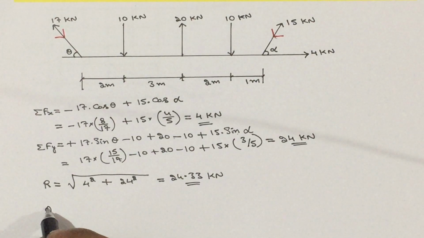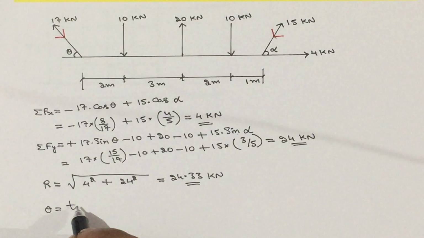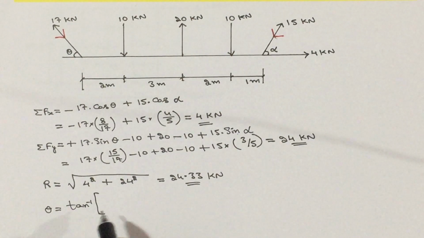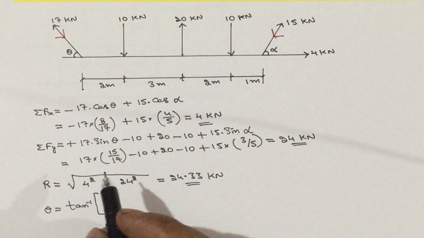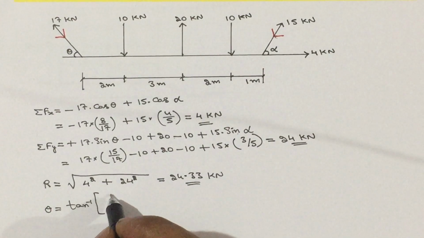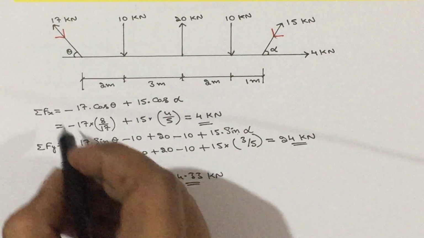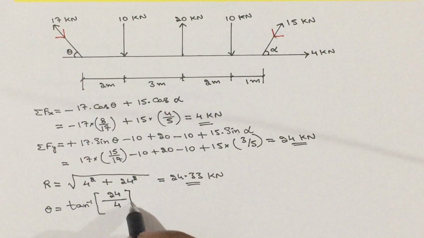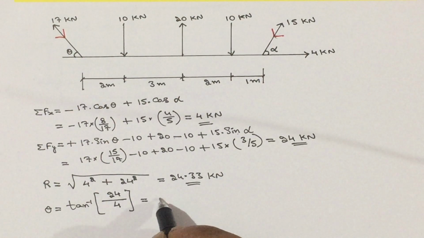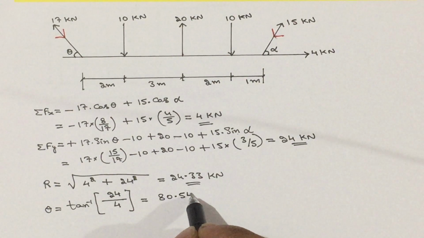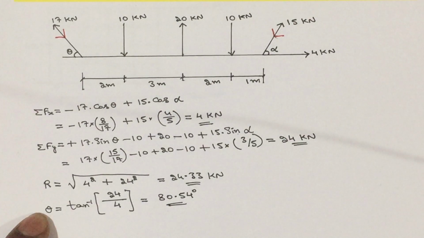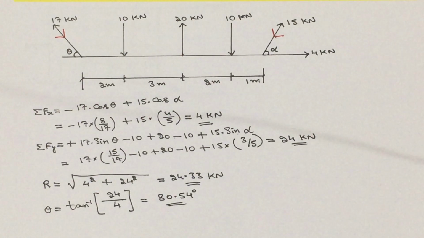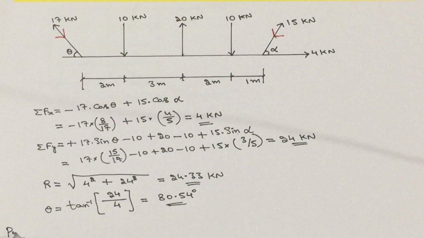The direction theta is given by tan inverse of sigma fy divided by sigma fx, where we need to take sigma fy and sigma fx as positive values. So sigma fy we got as 24, then sigma fx we got as 4. Substitute, you will get the value as 80.54 degree. Over. The magnitude and direction of the resultant we got. Next one is position of the resultant. We are calculating the position.